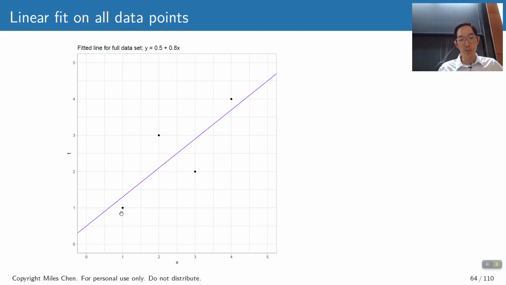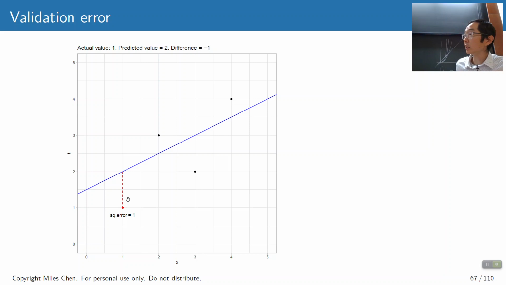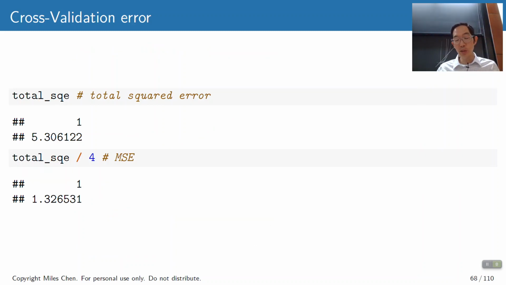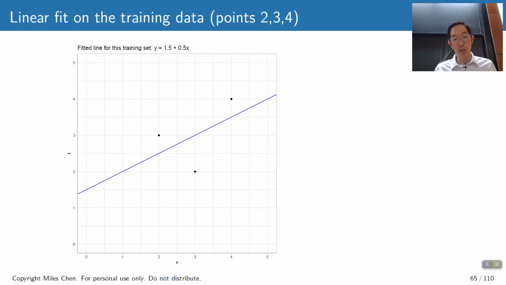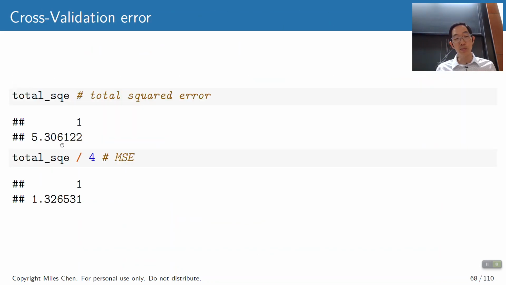And finally, we do the same thing. This time, we're going to leave out this one. What is the line that best fits these 3 data points? This is the line. We bring back the one that we left out. We say, what is this difference? The difference is 1. We square it, we get 1, and we add them up. So if we add up all of the different squared errors, which were 1, 1.65, 1.65, and 1, we get 5.306, and the mean squared error for all of these 4 different things is 1.326.